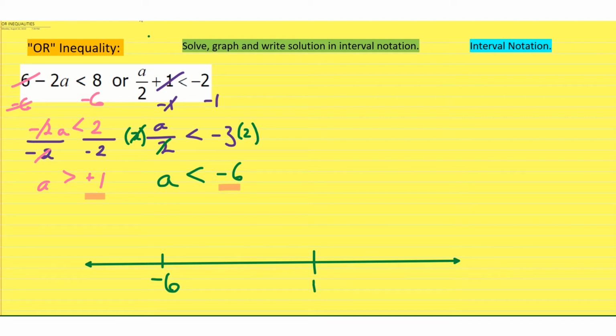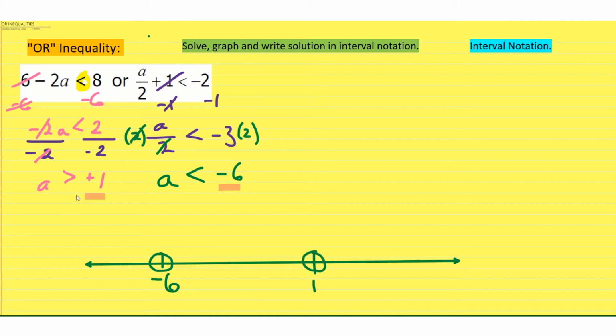Okay, so I look at my inequalities. My inequalities say less than at the beginning. But there's no equal sign. It's not less than or equal to. So I do not have to do an equal sign. That means it's going to be an open circle. So that's what I'm going to do next. I'm going to do an open circle on both of my solutions because it is not equal to that.